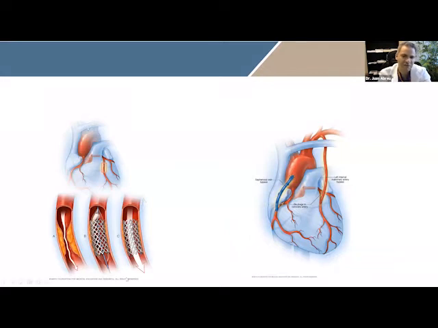The first one that was developed is the coronary artery bypass grafting, which is the topic of our discussion today, which involves basically bringing the blood vessel beyond where the blockages are, bringing more blood flow down this way or down this way. And the other option is to do stents.